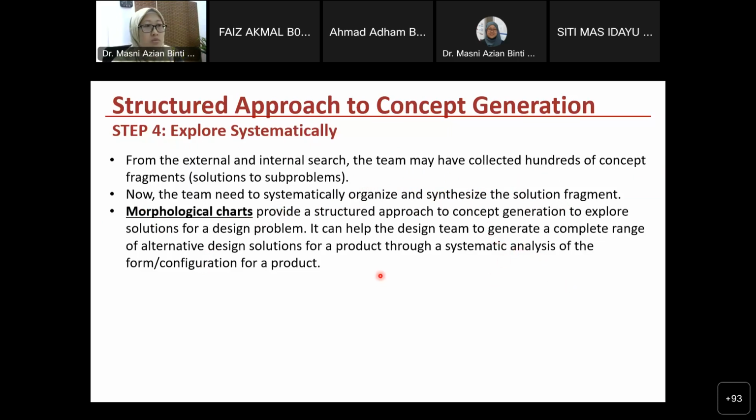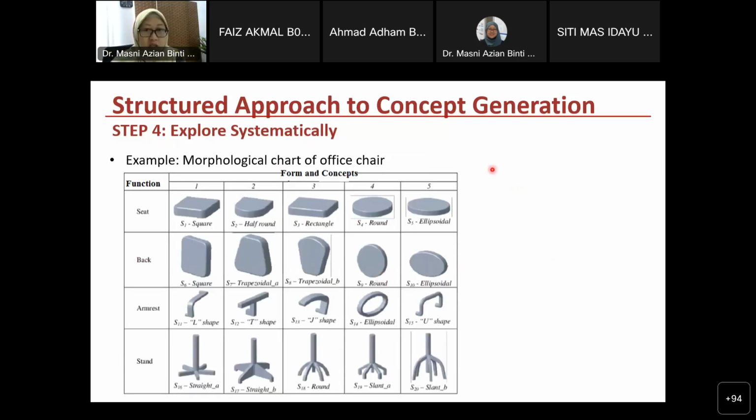Okay, so how do you do this? Let's look at the example. Let's say you have used the SCAMPER method, and you have some ideas on how to solve the problem. The next thing is you can explore the solution systematically by using the morphological chart.